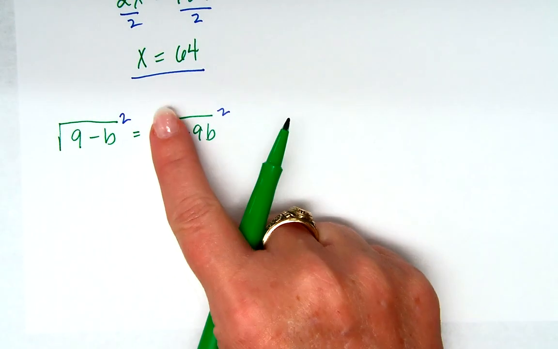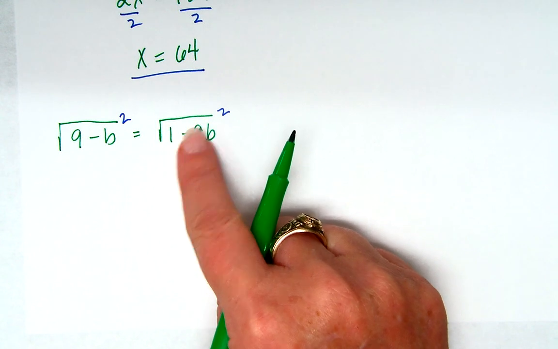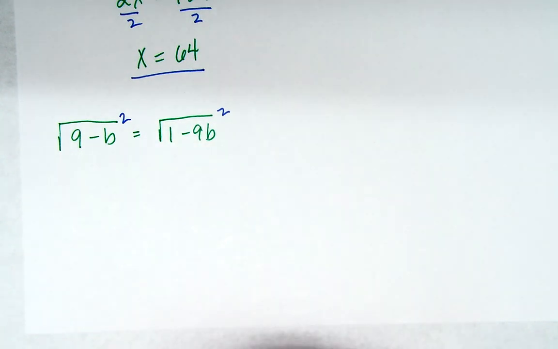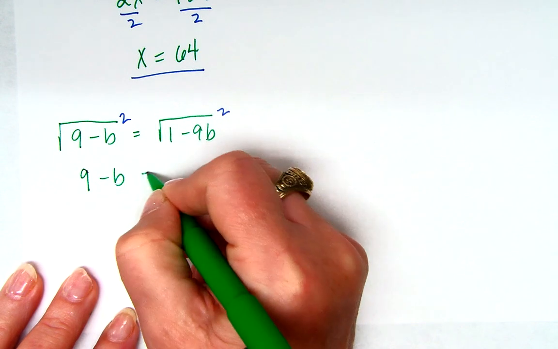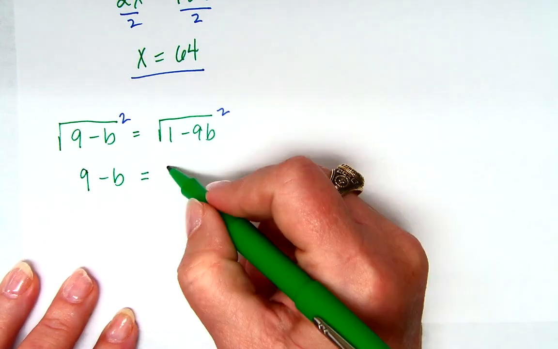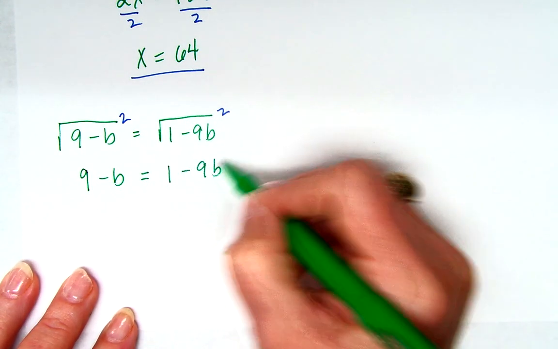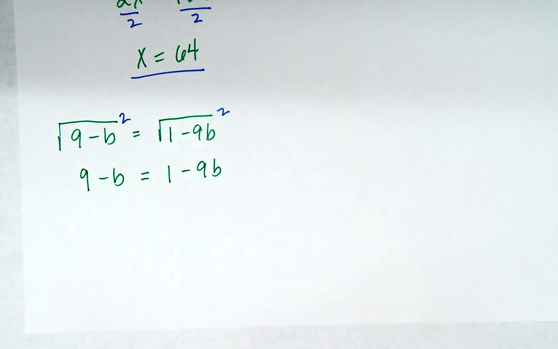Look what happens on this side too. The left-hand side is 9 minus b. What's the right-hand side? 1 minus 9b. Do you notice that both roots went away? Isn't that nice? Will that always happen? No. But it sure is nice when it does.